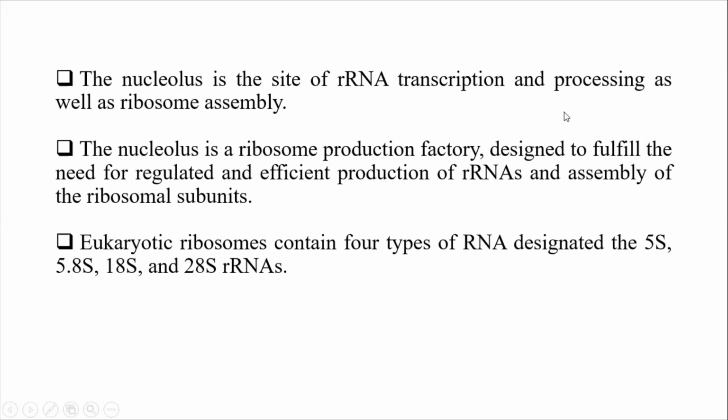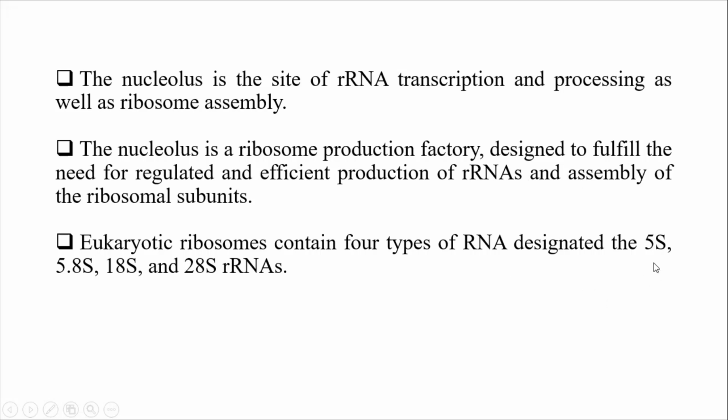Now we are going to see how exactly the entire ribosome assembly is happening. Earlier we read how your 30S, 50S come together and so on, right? So how these RNA or the ribosome components are being transported from nucleus to the cytoplasm, that is what we're going to see over here. So the nucleolus is a ribosome production factory designed to fulfill the need for regulated and efficient production of RNAs and the assembly of the ribosomal units.